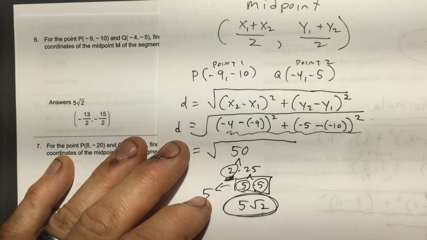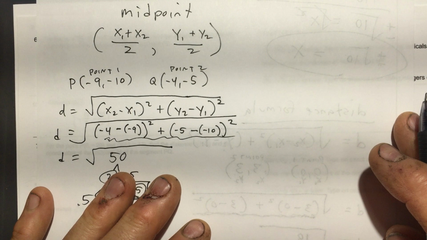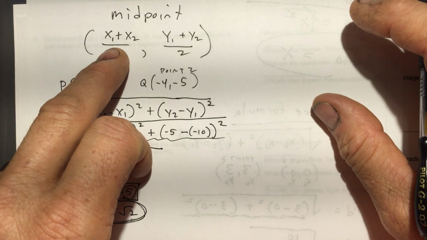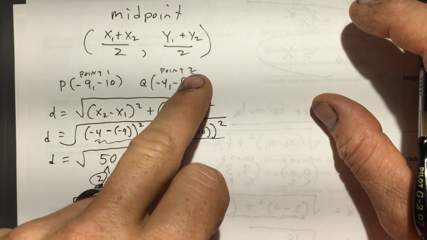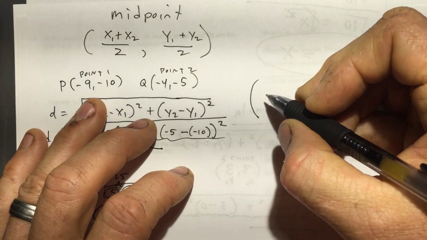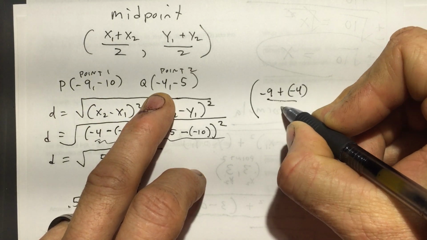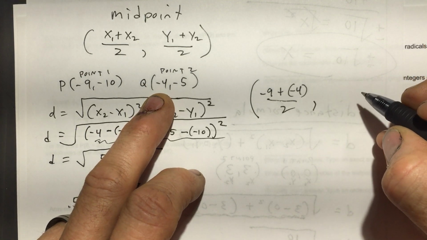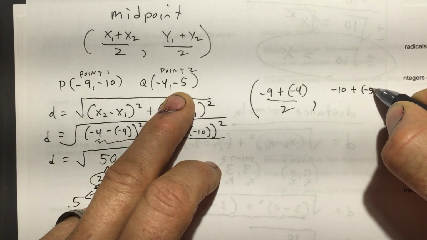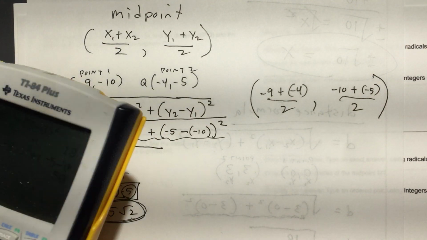Now the midpoint. All right, let's just do the midpoint over here on this side. Okay, we'll get that over a little bit more. All right, so midpoint, it's right here. I'm going to add my x's together, divide by 2, and then I'm going to add my y's together and divide by 2. So that means on my x's here, all right, so I've got -9 plus -4. I'm going to divide it by 2. And then I take my y's, which is -10 plus -5, and I'm going to divide that by 2. Okay?